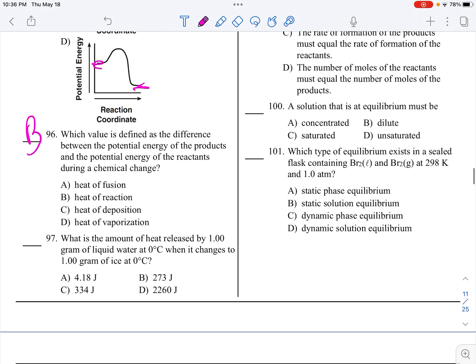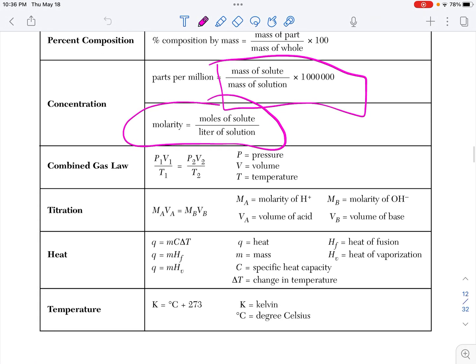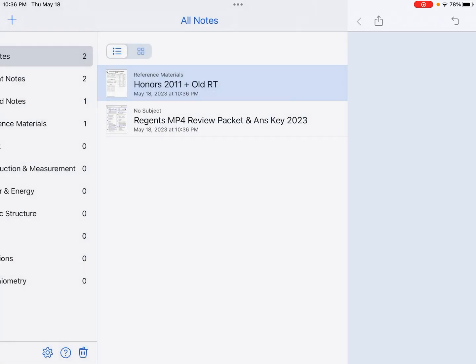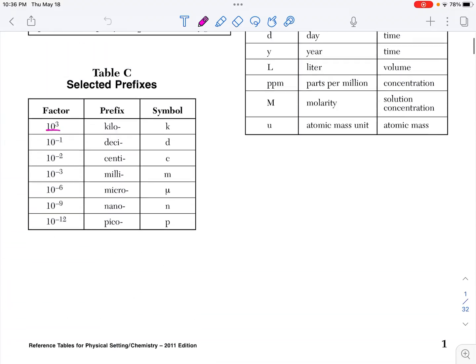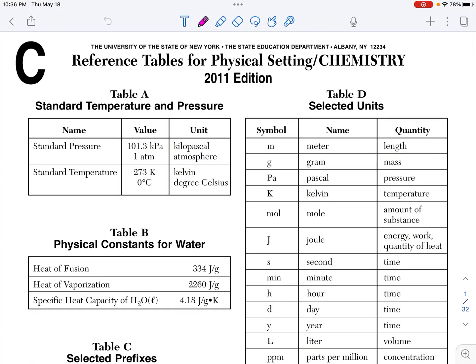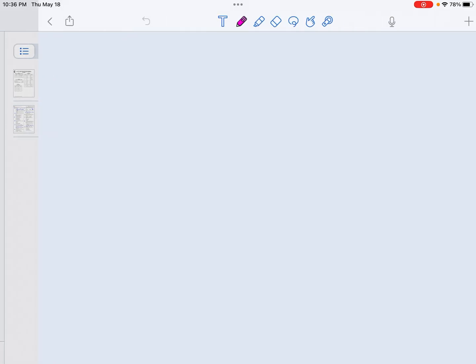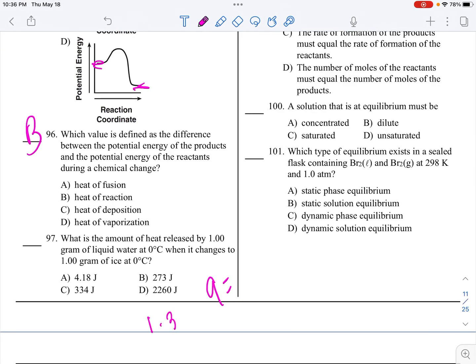What's the amount of heat released by 1 gram of liquid water at 0 when it changes to 1 gram of ice? Okay, so we've got the 3 heat formulas. Q equals MC delta T, MHF, and MHV. This one is when we have a change in temperature, which we don't. This is between a solid and a liquid, and this is between a liquid and a gas. So I believe it was at 0 degrees. So it's going to be Q equals MHF. We need the heat of fusion constant for water, which is 334 joules per gram. So we're going to say 1 is the mass, 334 is the constant, so number 97 is C.